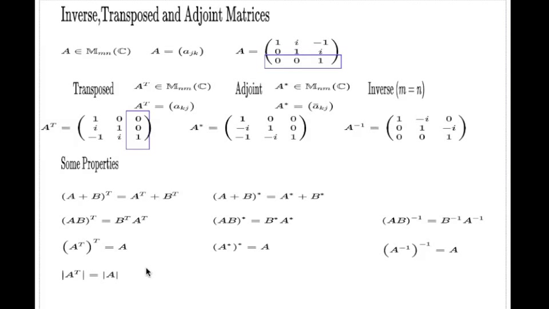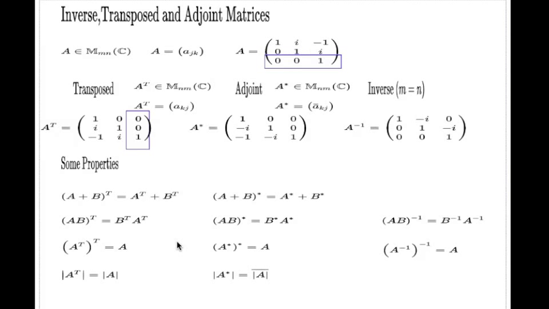What do you think will happen with the adjoint? How will the determinant of the adjoint be connected with the determinant of the original matrix, given what you know now? Complex conjugate, yes. Because the adjoint operation is like a transposition and then a complex conjugate of every entry of the matrix. So that's how it is for the adjoint.